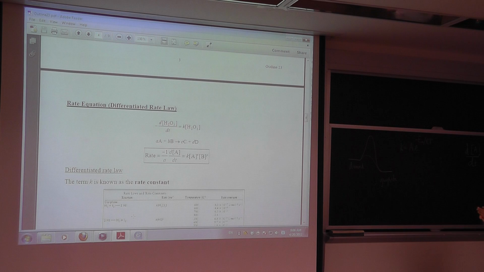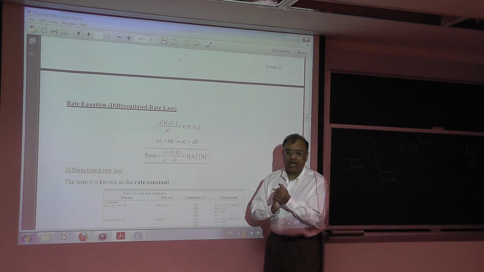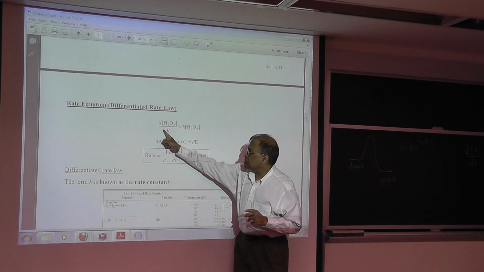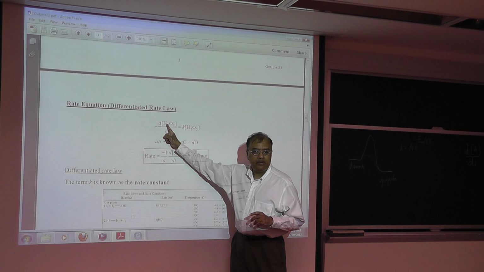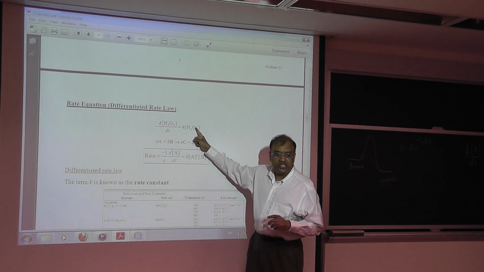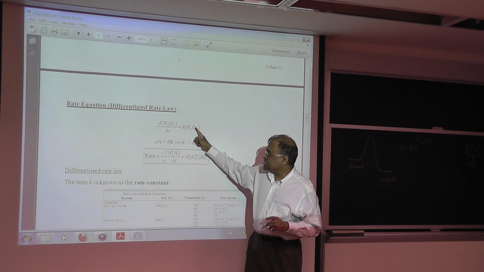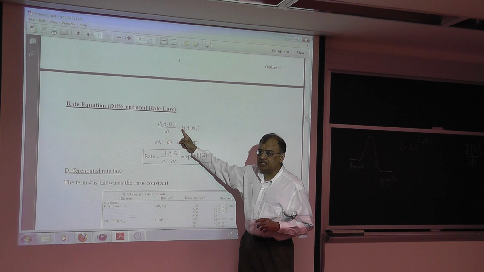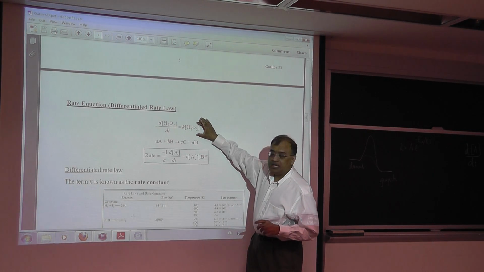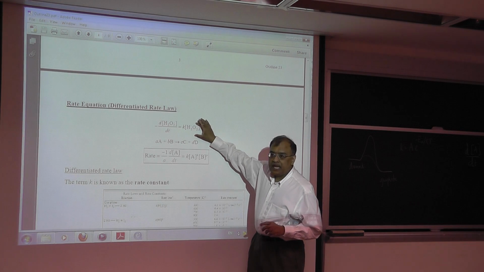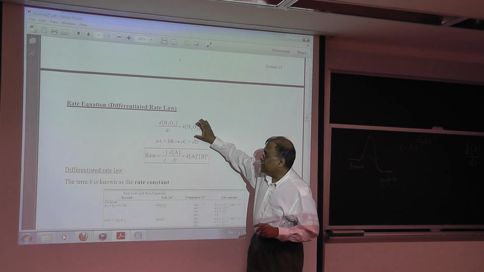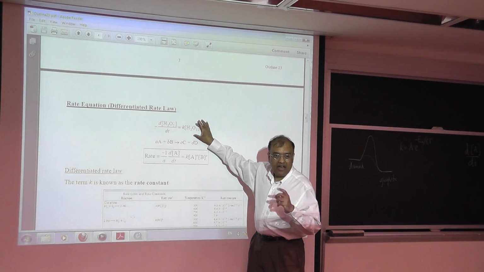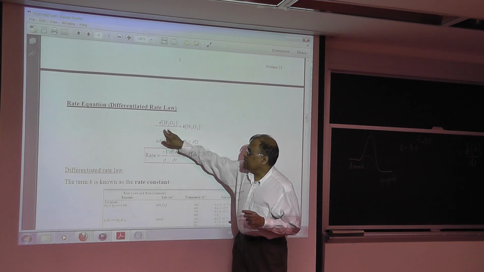Now let's get quantitative. For the reaction we just looked at, the decomposition of hydrogen peroxide, the rate of decomposition is proportional to the concentration of hydrogen peroxide, and the proportionality constant k is called the rate constant. This information is obtained by doing an experiment. You cannot determine this information by looking at a balanced equation. You have to do experiments to determine the rate law.